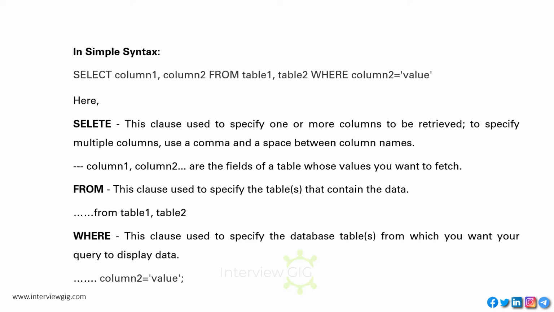Here, select: this clause is used to specify one or more columns to be retrieved. To specify multiple columns, use a comma and a space between column names. Column 1, column 2, etc. are the fields of a table whose values you want to fetch. From: this clause is used to specify the tables that contain the data. From table 1, table 2. Where: this clause is used to specify the database tables from which you want your query to display data. Column 2 is equal to value.